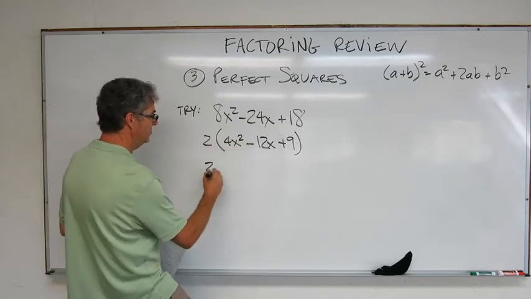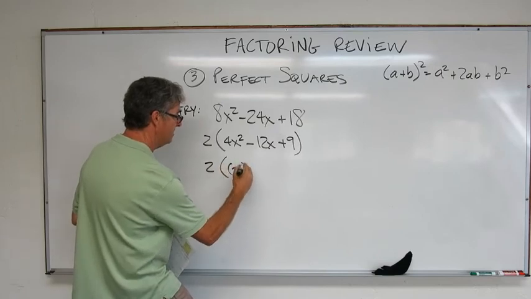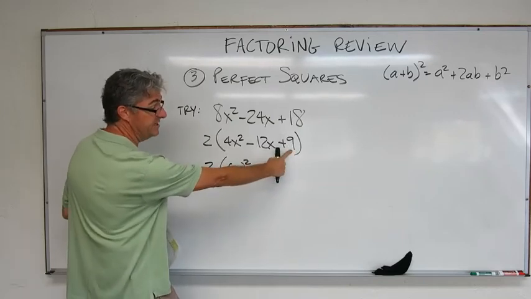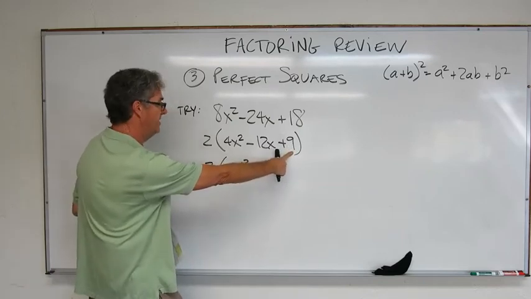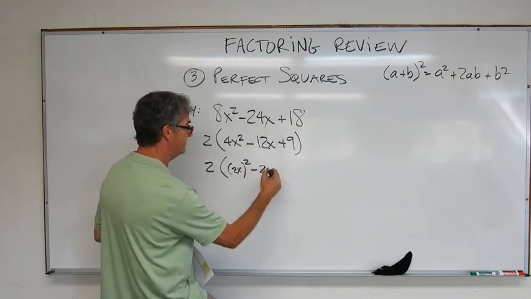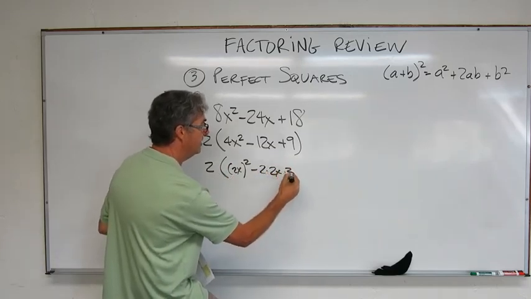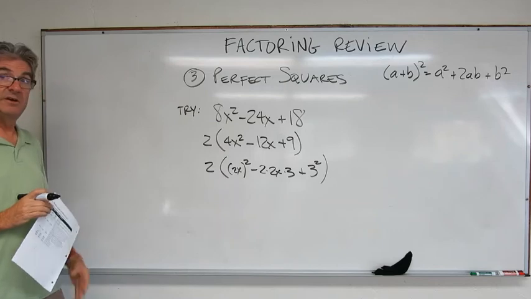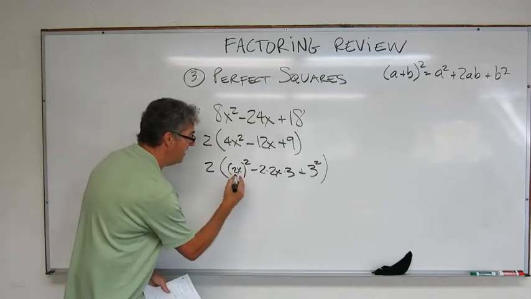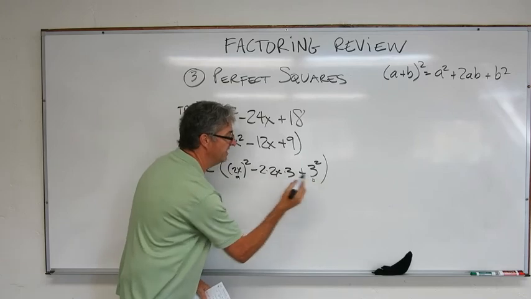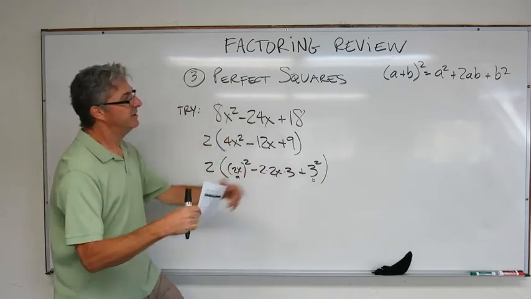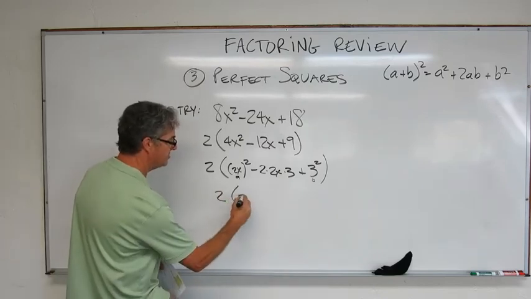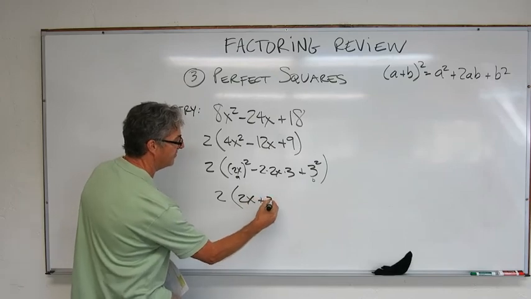So this becomes 2 times 2x squared minus. Now we need to write this as a 2ab. My b is going to be 3, it's the square root of that, and my a is 2x, so that's 2 times my a times my b plus 3 squared. So now I know what my a and my b are. Here's my a, it's 2x, and my b is 3. So now I can factor this using this pattern here. My 2 comes along, it's outside of all this. It's going to be 2x plus 3.